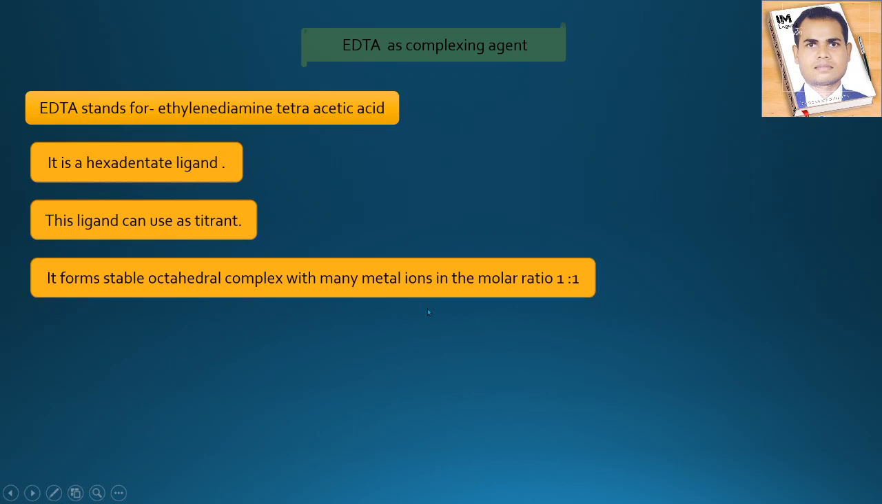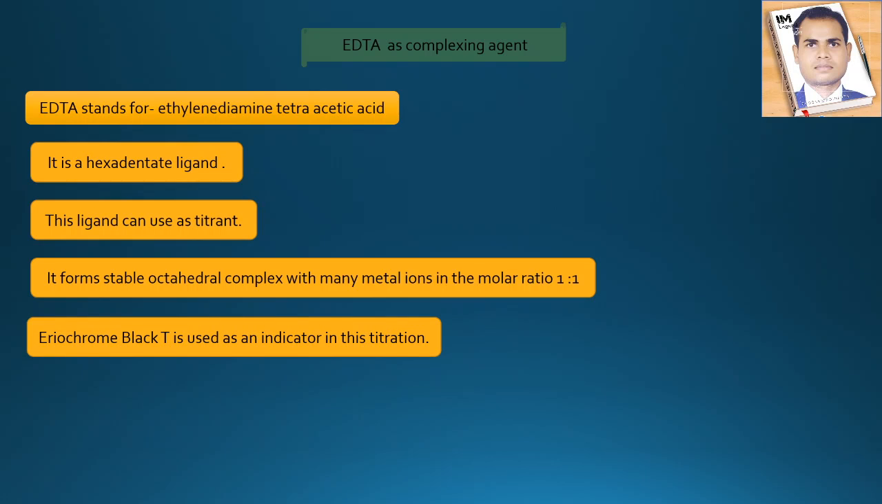It can form the complex with the metal, it may be magnesium 2+ or calcium 2+. In this kind of complexometric titration we have to use an indicator, that is Eriochrome Black T indicator. We have to use it as the indicator in this titration.